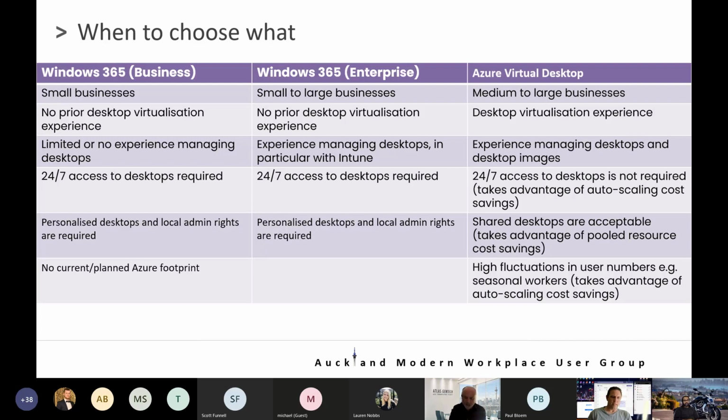So for AVD, I would say medium to large. It doesn't really scale down to small just because there's certain costs that you're going to pay for from a consumption basis right off the bat. As you scale it and have more and more users, it becomes vastly cheaper. You'll see that soon.